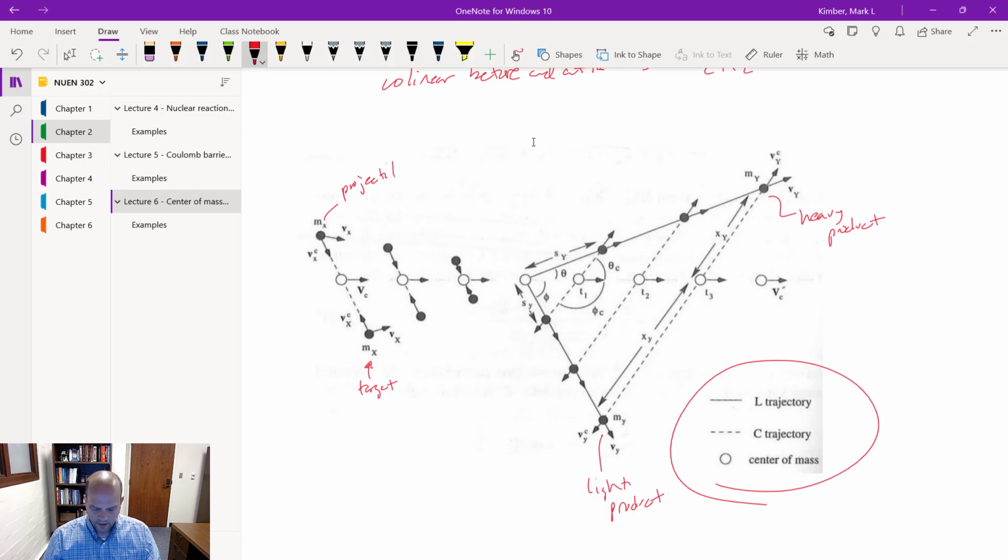And so this vector here and this vector here are the approach vector, the fact that these two reactants are moving together.